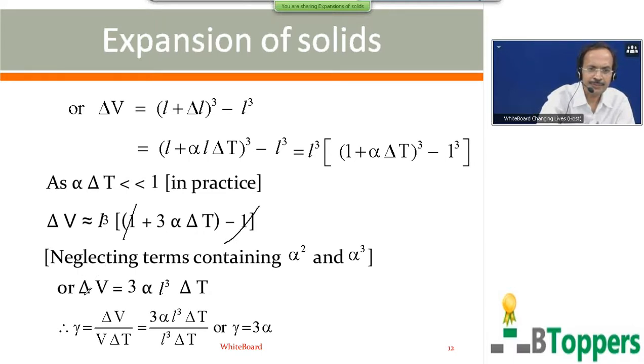So you get delta V is equal to 3 alpha L cube delta T. That means we are neglecting terms containing alpha square and alpha cube in the expansion. And gamma we can write as delta V by V delta T. Delta V can be 3 alpha L cube delta T, and V, the original volume, we can write as L cube. So you get gamma equal to 3 alpha.